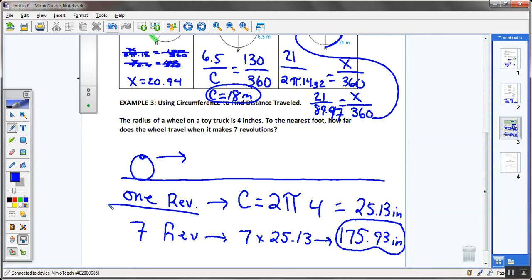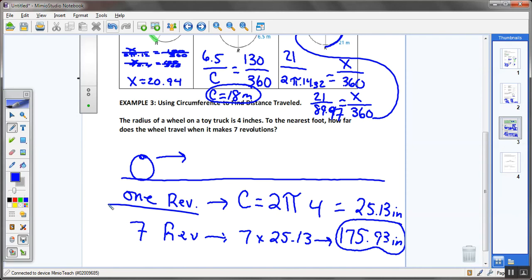Questions on that example? Gavin, you have one? Where's that 4 coming from, kids? Radius. Right up here, Gavin, it says the radius of a wheel on a toy truck is what? 4 inches. You okay with that? You understand where that came from now, Gavin? Okay. Anything else about that example before we move on? No, we're good.